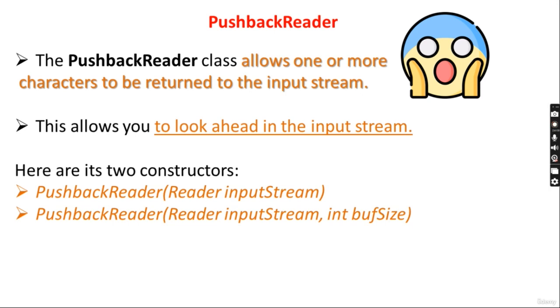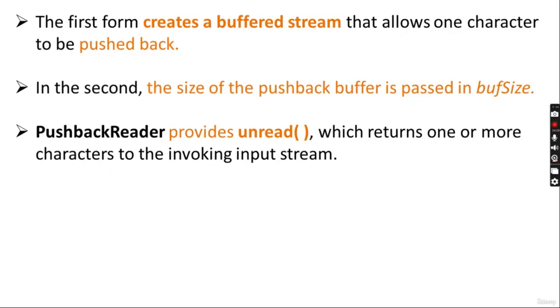Then next is PushbackReader. This allows one or more characters to be written back to the input stream, so it will help you to look ahead in the input stream. There are two constructors: PushbackReader(Reader inputStream) and PushbackReader(Reader inputStream, int bufSize). The first form creates a buffered stream that allows one character to be pushed back. In the second, the size of the pushback buffer is passed in bufSize, as you will require.